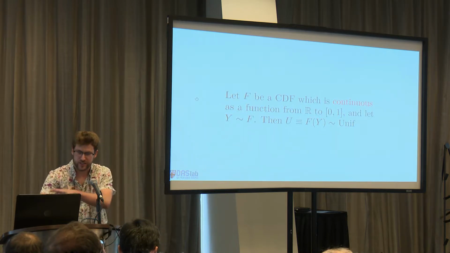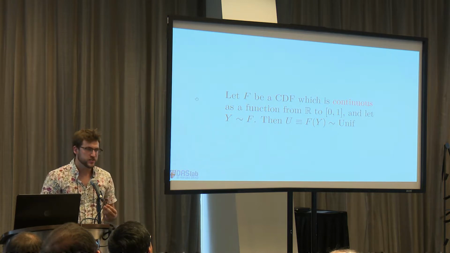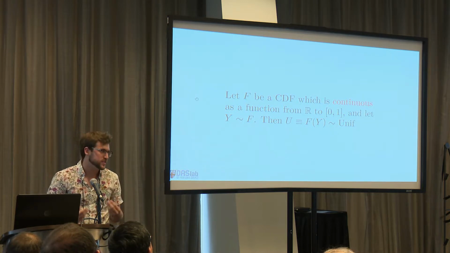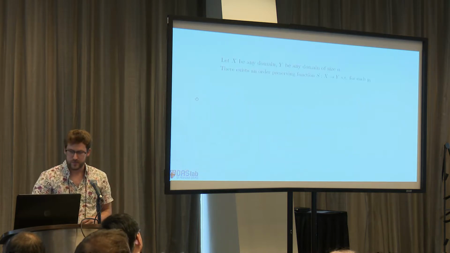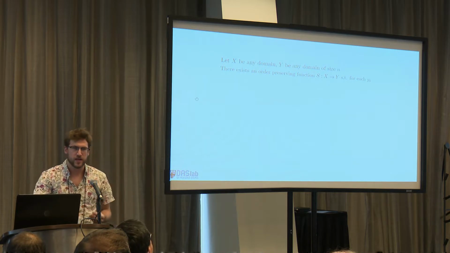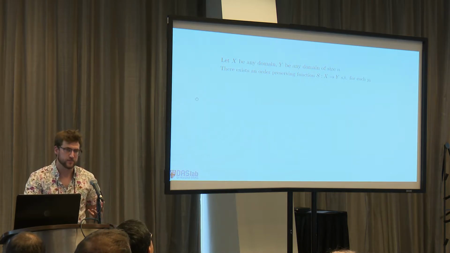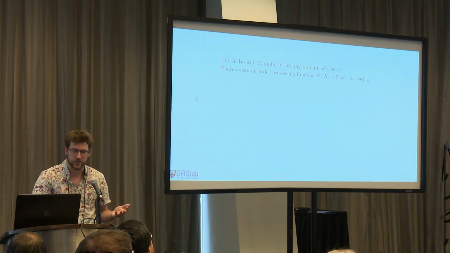So I actually glossed over this word continuous, which is in the probability integral transform. So our input domain is actually discrete. It's not continuous. Can we still build good functions? So this is a theorem from our paper. It says let X be any domain and Y be any domain of size n. So if we're going to choose an 8-bit column sketch, n would be 256, or 2 to the 8.